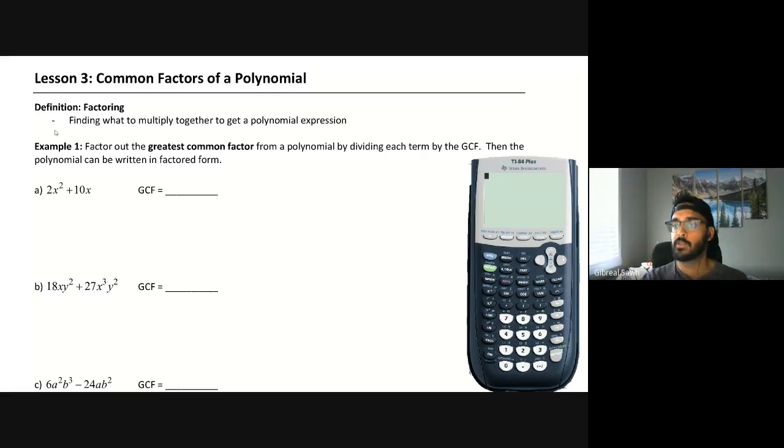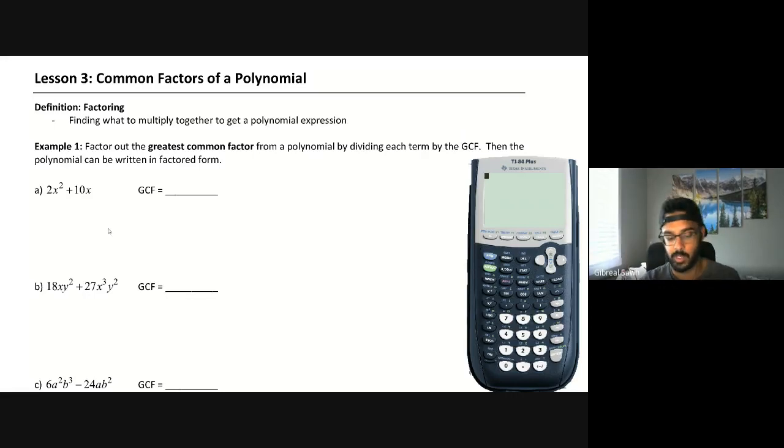So that first definition there, factoring, is just finding what multiplies together to get a polynomial expression. Okay, that's all it really is. So the first thing we're going to do here is factor out a greatest common factor from a polynomial by dividing each term by the greatest common factor. Then the polynomial can be written in factored form. So what does that really mean for us?